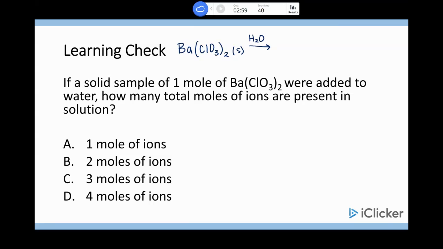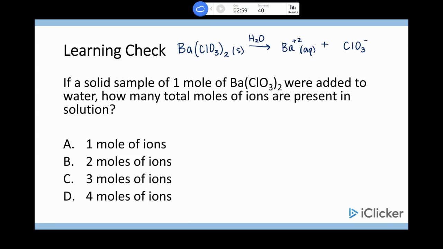Okay, so when we have barium chlorate present in solution, we need to think back of what ions are present here. Well, barium's in the second column of the periodic table, so barium as an ion has a +2 charge when it's dissolved in solution. And then our chlorate anion is a polyatomic ion, so the ClO3 stays together. That has a -1 charge.